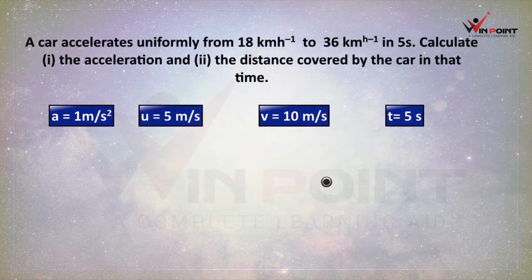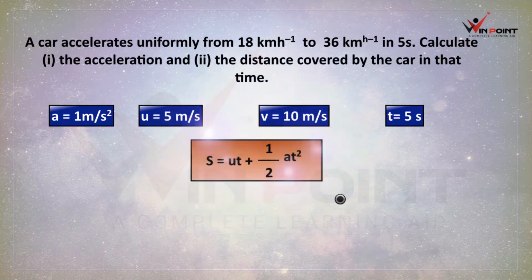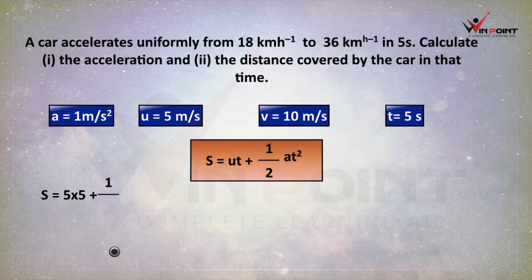Now we can find the distance. Acceleration is 1 meter per second square, U is equal to 5 meter per second, V is equal to 10 meter per second, T equal to 5 seconds. The equation is S equal to ut plus half at square. Instead of ut we can use 5 into 5 because U is 5 and T is 5, plus half into, instead of A we can use 1, into T square, which is 5 square.